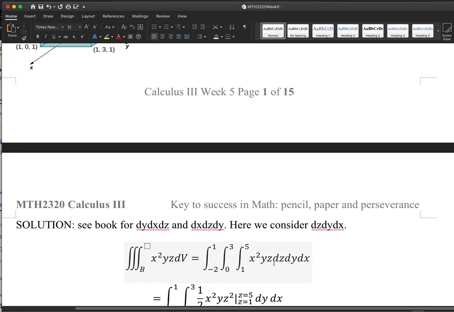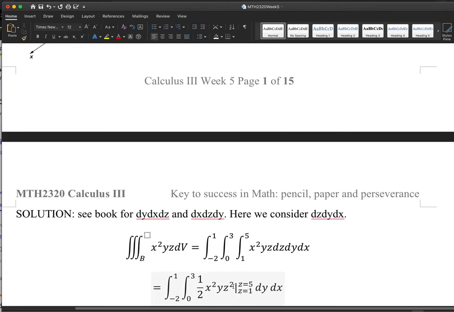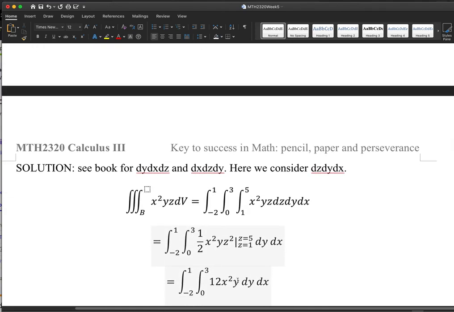When we integrate in terms of z, x squared y is considered a constant. So it is the antiderivative of z, which is 1/2 z squared. Then we replace z with 1 as the lower bound and z with 5 as the upper bound, then subtract. So 25 minus 1 is 24, divided by 2, that's 12. So I got 12 x squared y dy dx.